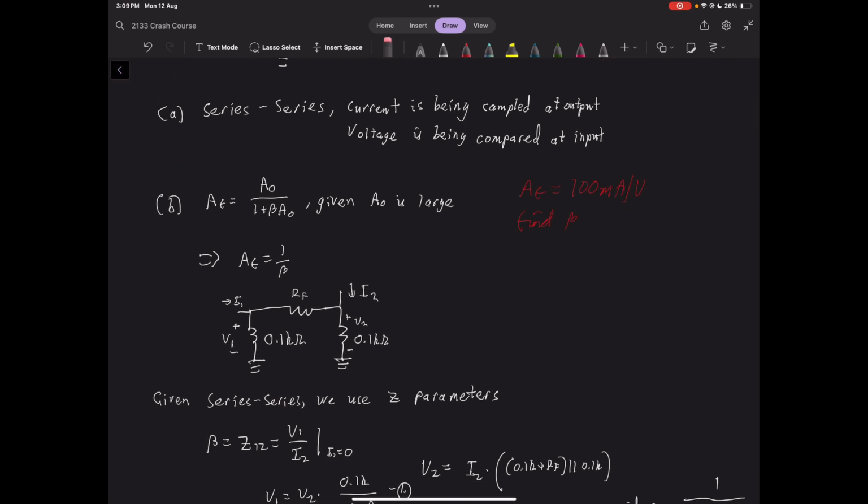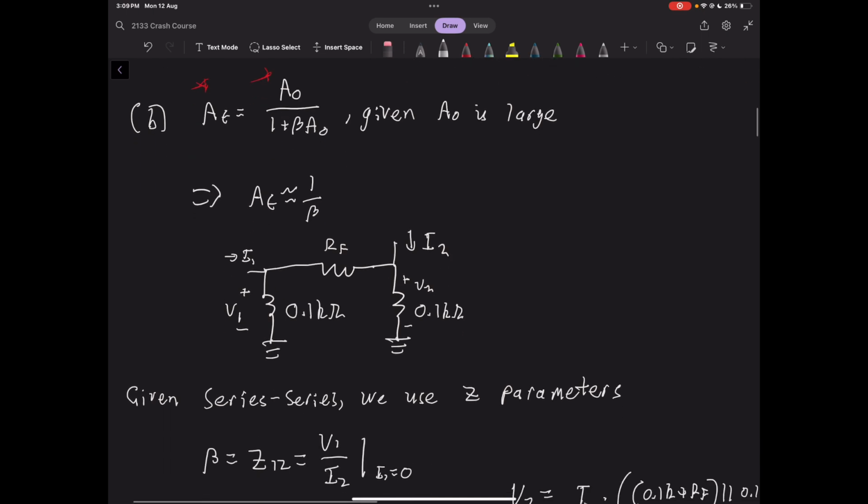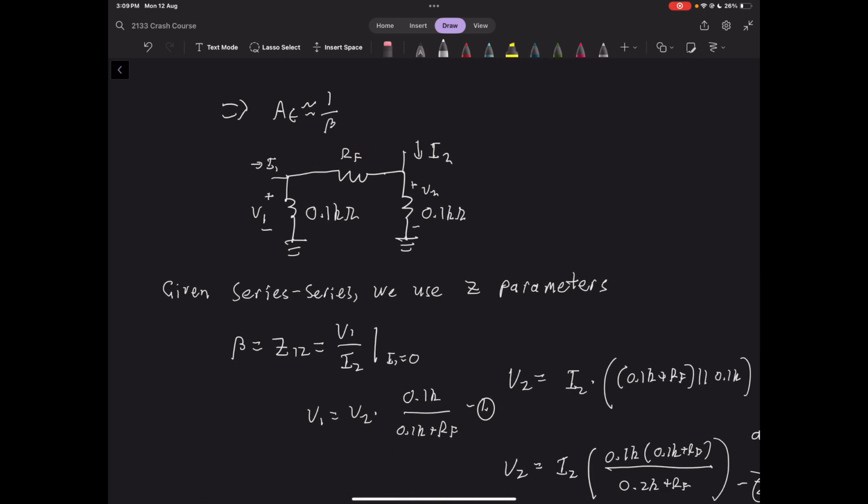Given that A0 is large, it tells us the open loop gain is large. This is obviously the formula to convert open loop gain to closed loop gain. But because A0 is large, this is going to be approximately equal to this, because if A0 is large enough, adding 1 to it won't make that much of a difference. So the formula can be approximately written just like this, and then the A0s will cancel, and that's how you get 1 over beta. That is important for us finding our beta value. So now we're going to look at our feedback network.